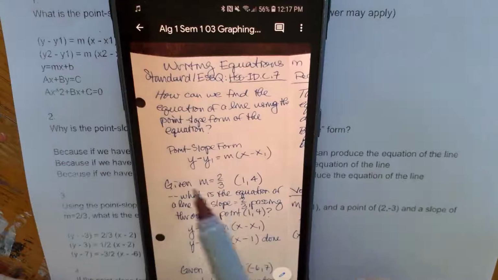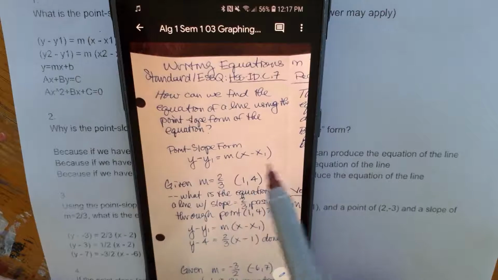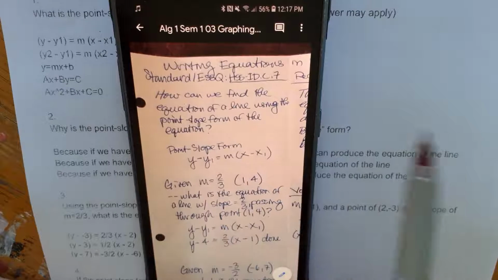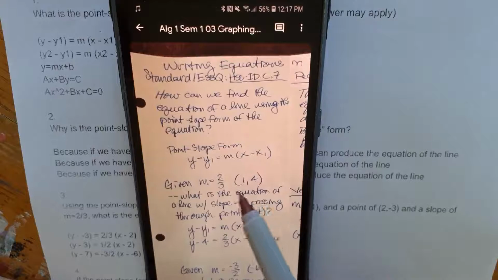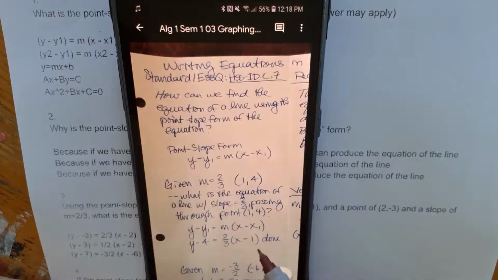So this is talking about the point-slope formula. What is it? It's y minus y1 equals m times the quantity of x minus x1. And it's called a point-slope formula. Why? Because if we have a point, as in (1, 4), and a slope, 2/3, we can write the equation of a line that represents this line.